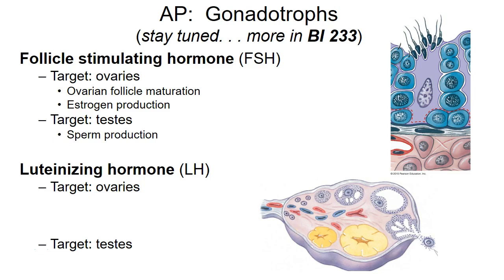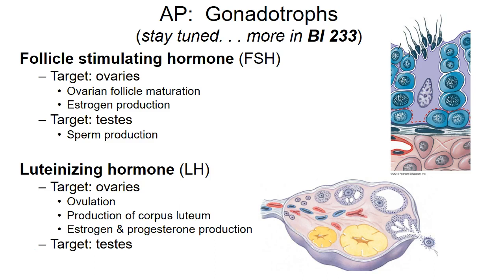FSH is involved with sperm production. You're going to see here that LH is more involved with promoting production of sex hormones from these structures. So LH is more involved with ovulation and estrogen and progesterone production. So the actual release of the oocyte from the ovary into the fallopian tube. In the testes, that's involved with promoting androgen formation, particularly testosterone. So LH is promoting the release of testosterone from testes.